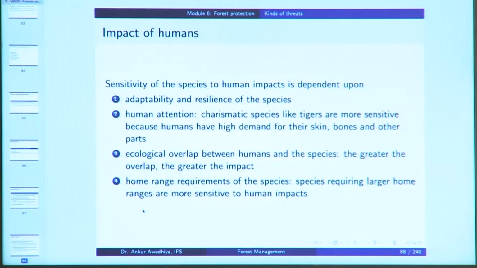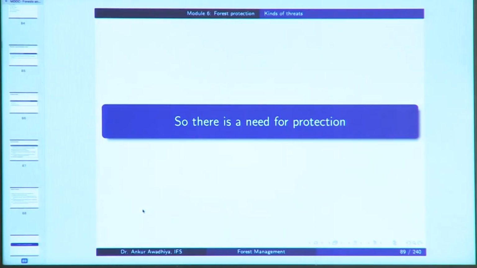Now, next we saw that the sensitivity of the species to human impacts is dependent upon the adaptability and resilience of the species, and the amount of attention that humans are giving to the species. So, charismatic species like tigers are more sensitive. It also depends on the ecological overlap between humans and the species, and the home range requirements of the species, in which case the species that require a larger home range size are more susceptible towards extinction, because if their home range reduces, then they are unable to cope with it. So, there is a need for protection.